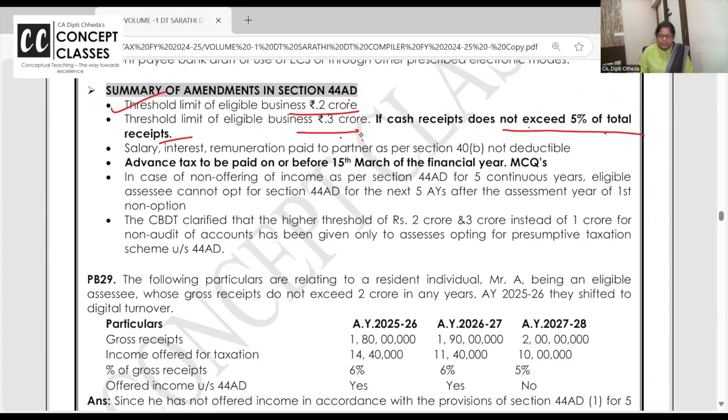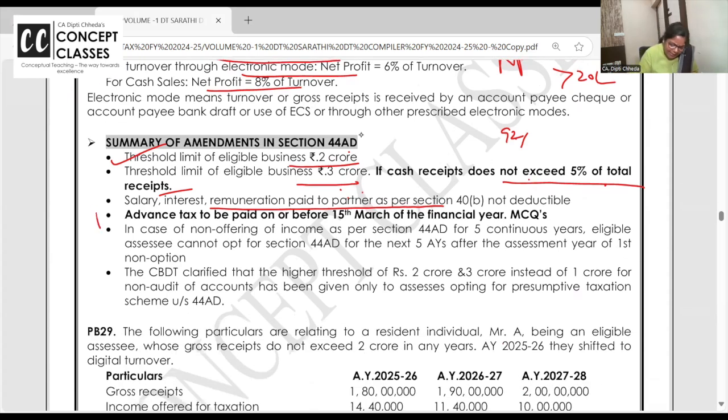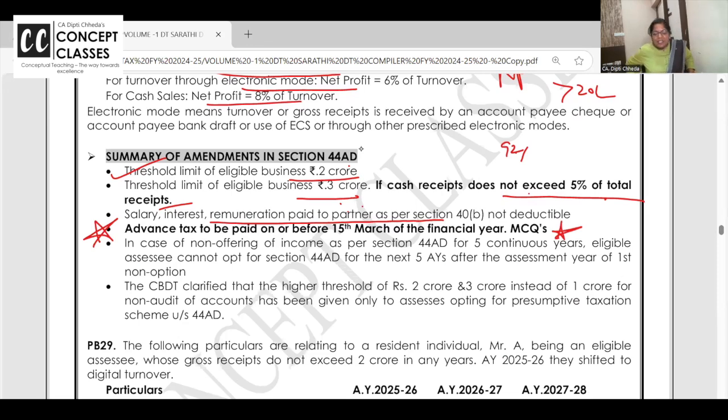Related to that, questions also I have given. Even if it is a partnership firm, resident individual HUF, salary remuneration to partners will also be not allowed. 92 में सब आ गया. Your depreciation, scientific research और 8% तो बताना पड़ेगा. Very important point for MCQs and case scenarios.